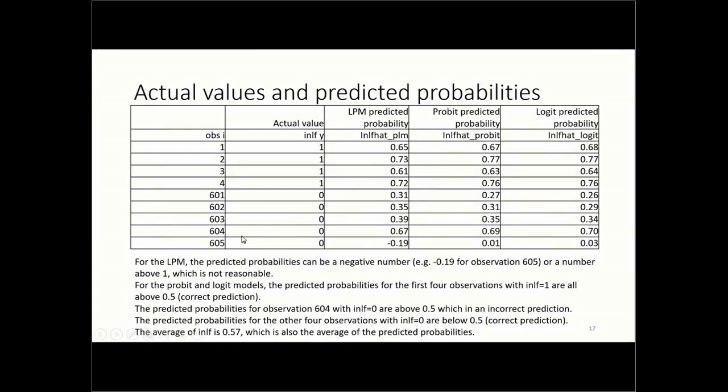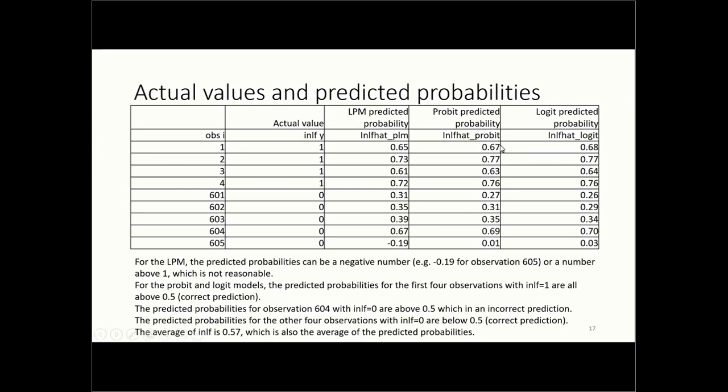Okay, so let's notice a few things in this table. First of all, for the linear probability model, the predicted probability can be a negative number, like this minus 0.19 for observation 605. This is a problematic number because a probability needs to be between 0 and 1. So now we definitely have a wrong prediction for the predicted probabilities. This is one of the disadvantages of the linear probability model. It could also show you a number that is above 1, and that is not reasonable.